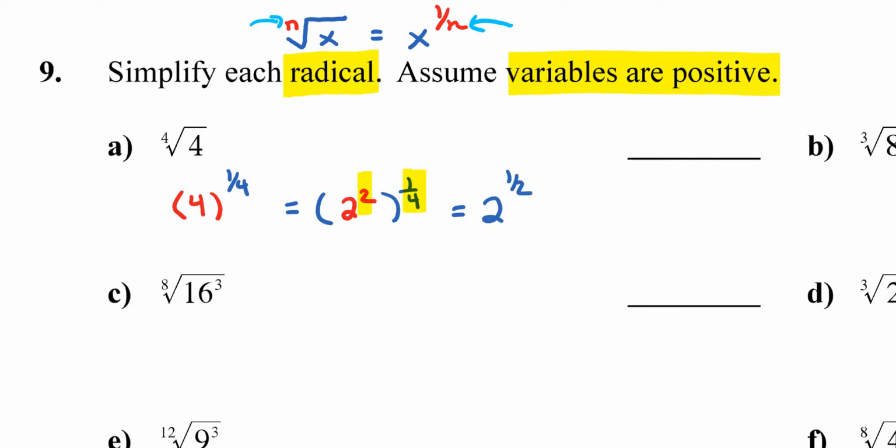Now, although this answer is correct, you should also be able to convert this back into a radical. Anything to the power of 1 half is really just the square root of the inside. And once again, anytime you have a half, that's the same thing as the square root of the base. So square root 2 is your final answer for 9a.